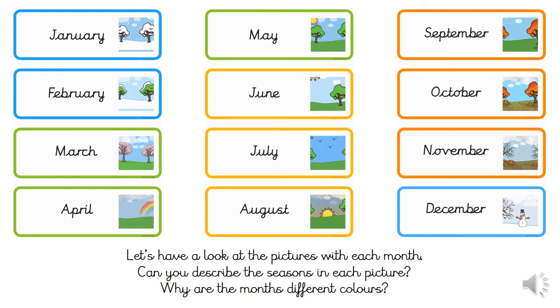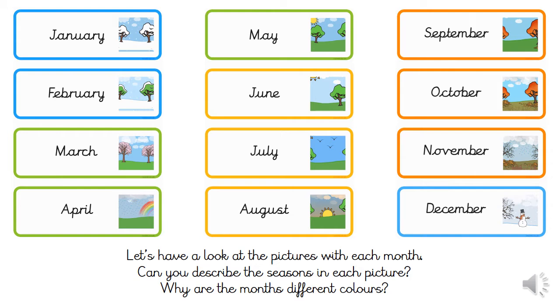Now, let's have a look at March. March. Wow, look at the ground now. Where's the snow gone? The snow has disappeared because the weather is starting to warm up. Look at the trees, don't they look beautiful? What's in the trees? The trees are filled with blossom, aren't they?